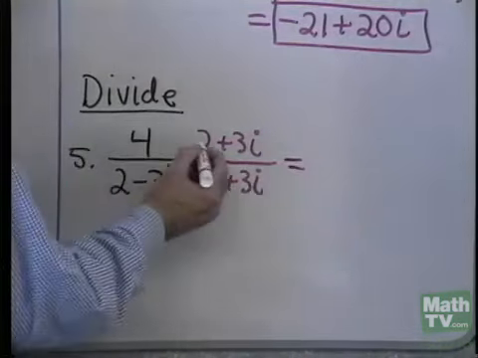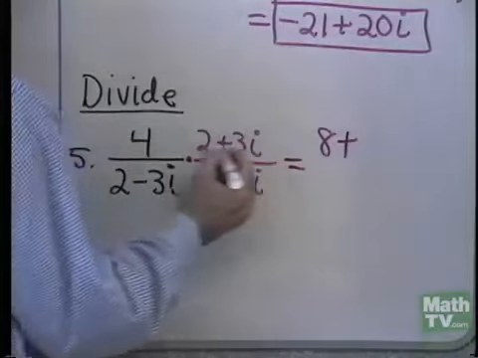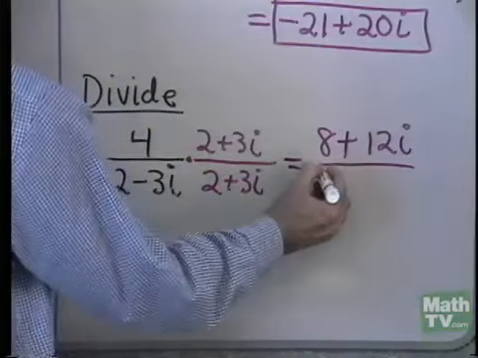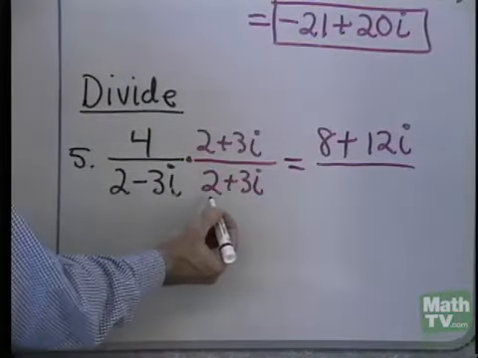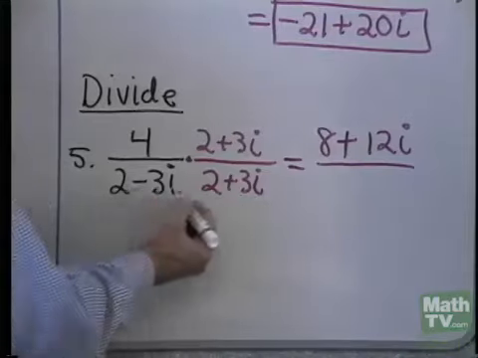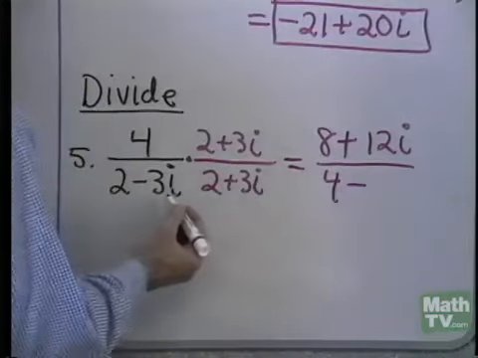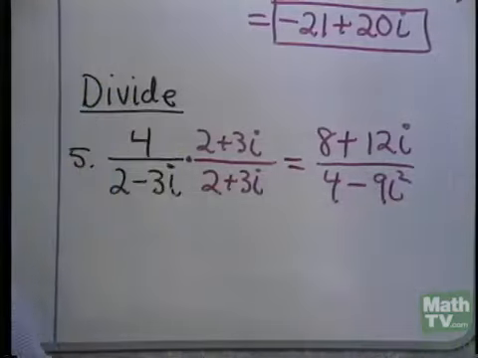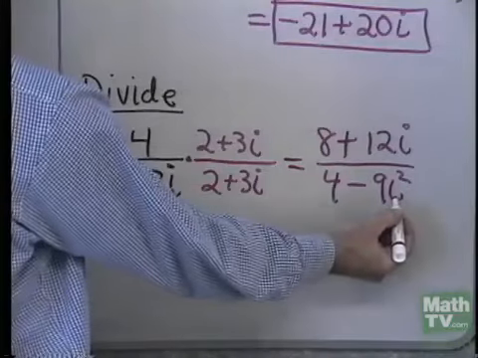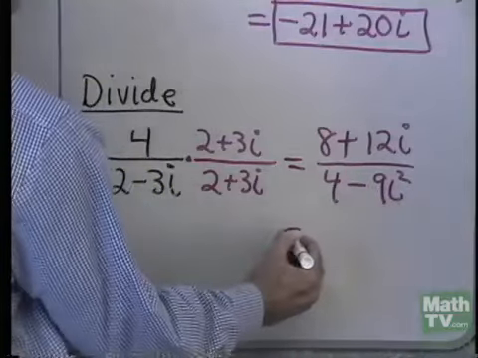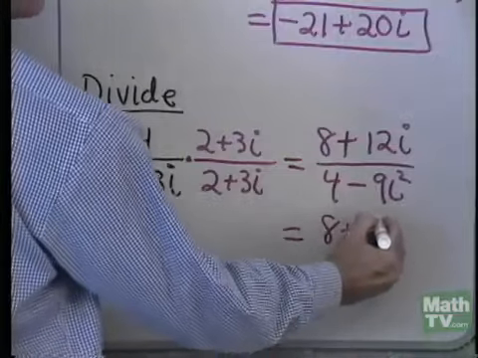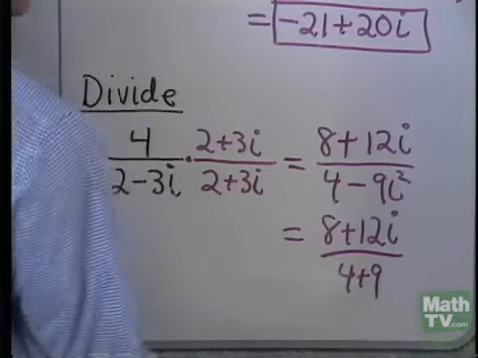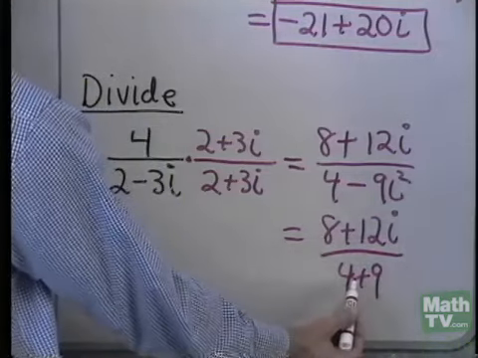On top, I have 4 times 2 is 8, plus 4 times 3i is 12i. On the bottom, I have 2 minus 3i times 2 plus 3i, so it's the square of the first term, 4, minus the square of the last term, 3i squared, which is 9i squared. Now, i squared is -1 times -9 is positive 9. I get 8 plus 12i divided by 4 plus 9. That's 8 plus 12i divided by 13.